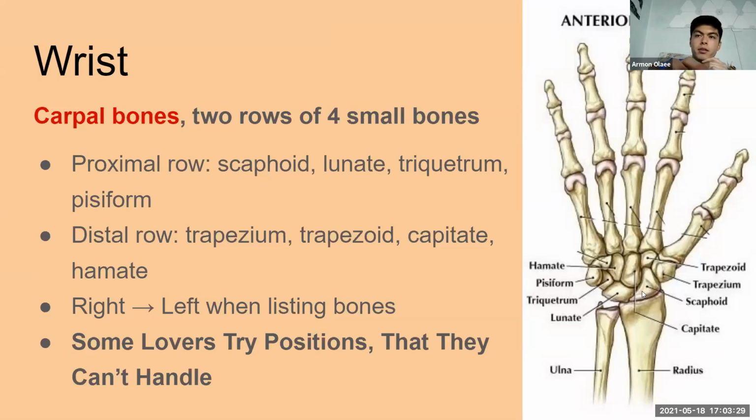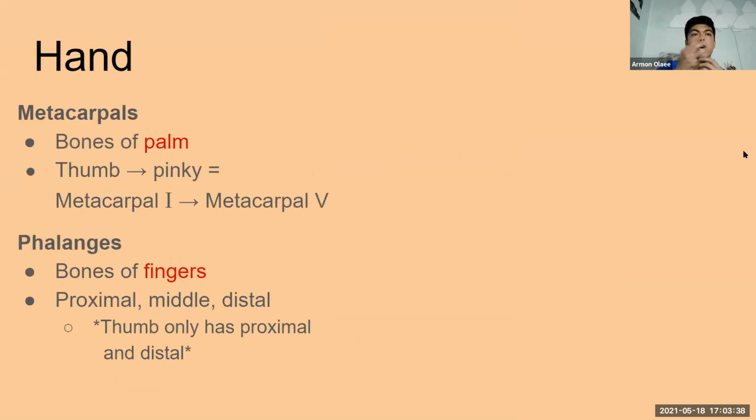And then you'd go down from the right to the left, and then back to the right for the distal row, down to the left. And as we move down your hand, we also get to your metacarpals. Your metacarpals are the bones of your palm. So these are from your wrist to your fingers.